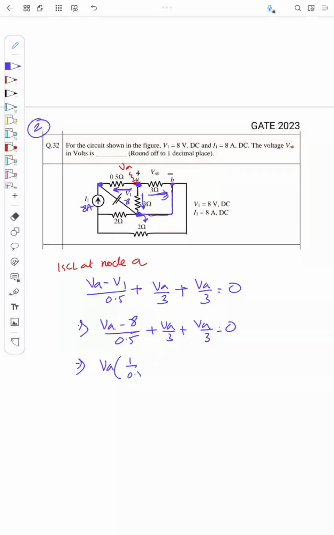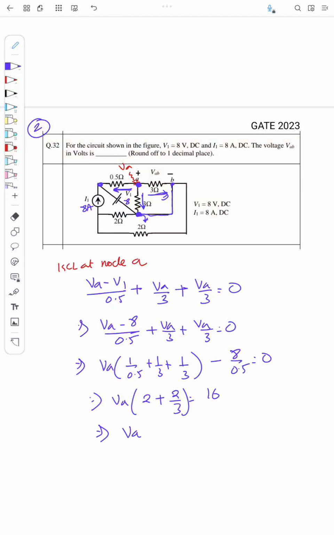So I'll just club the values of VA. So I have 1 by 0.5 plus 1 by 3 plus 1 by 3, and the remaining term is minus 8 by 0.5 equal to 0, right? So VA times, 1 by 0.5 is 2, plus 1 by 3 plus 1 by 3, 2 by 3, is equal to 8 by 0.5, which is 16. So VA is equal to 16 into 3 by 8, right? 8 2's are 16, so 2 into 3 is 6, right? So VA is actually 6, right?